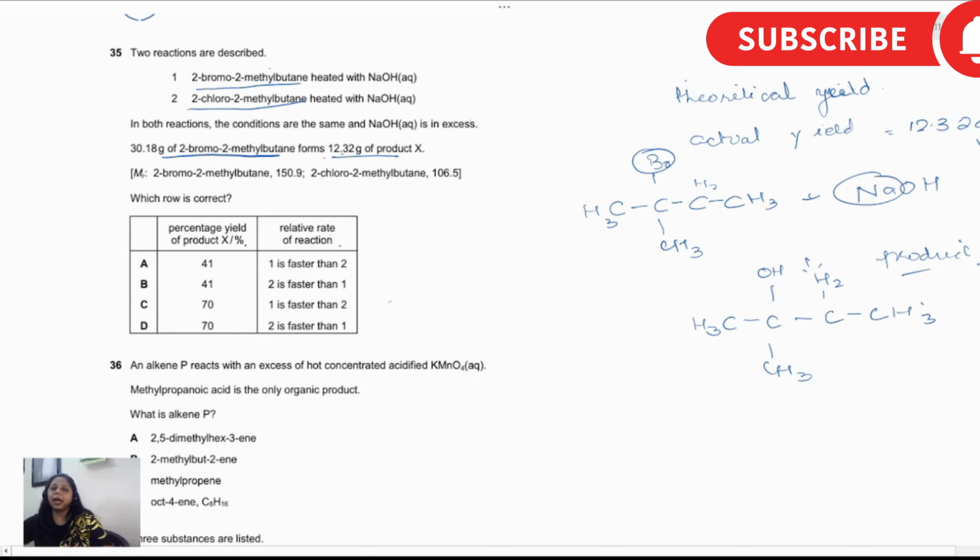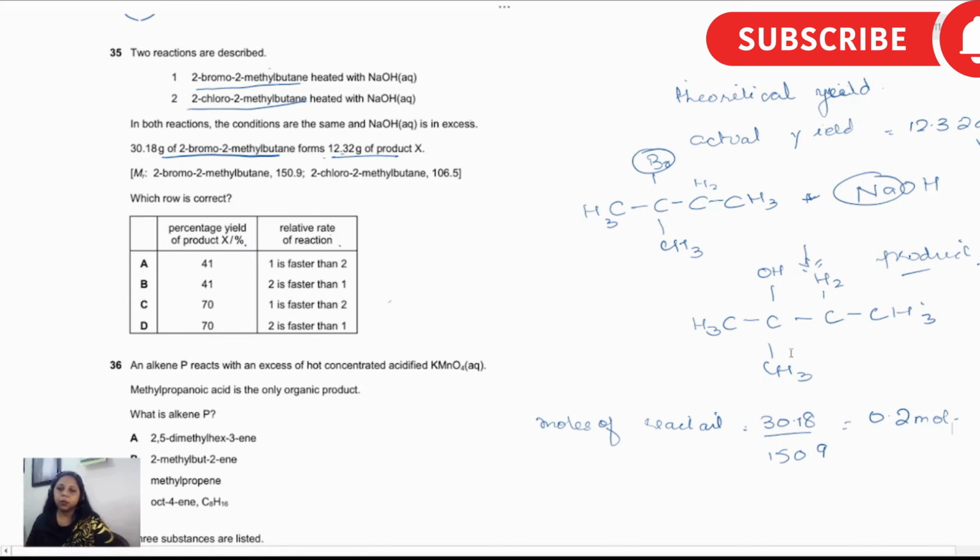Let's calculate what is present in the product. What is the mass of product, or the mass of reactant? This is the general equation that we are going to discuss. Number one, the mass given is 30.18. Let's calculate the moles of the reactant. 30.18 divided by 150.9, and the moles are 0.2 moles.